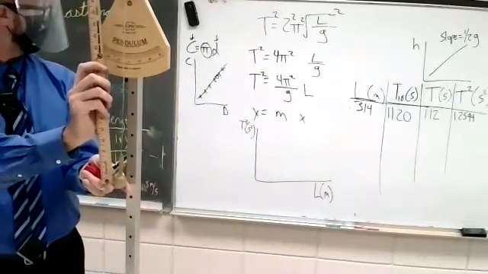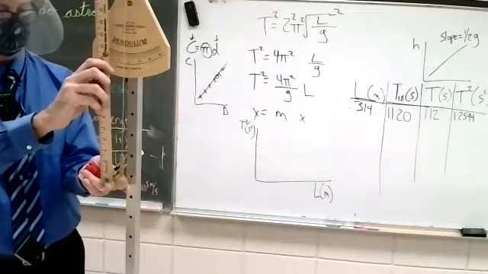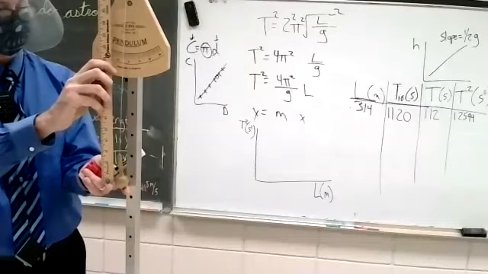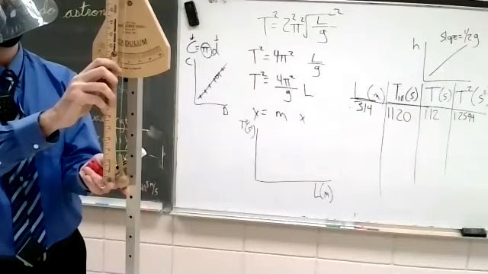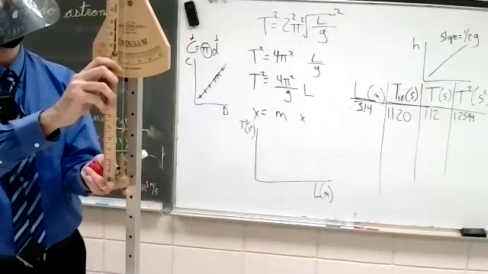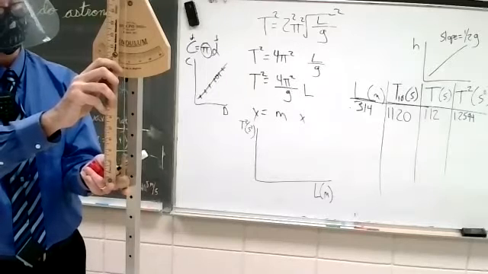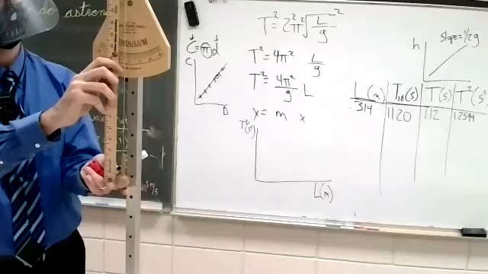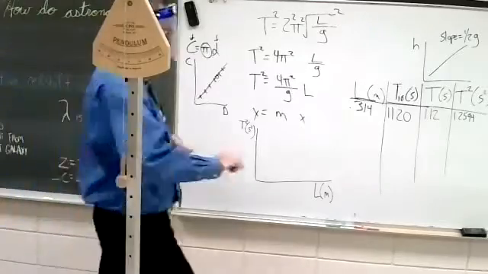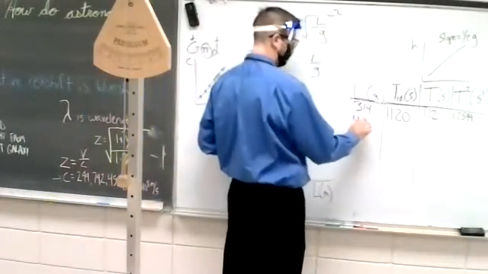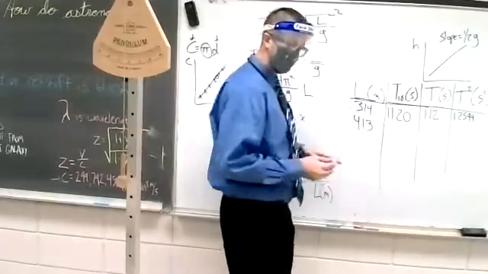Okay. It might take 1.12 seconds for a pendulum to oscillate when it's 31.4 centimeters long. Or how about when it's 41.3? 41.3 centimeters is 0.413 meters.